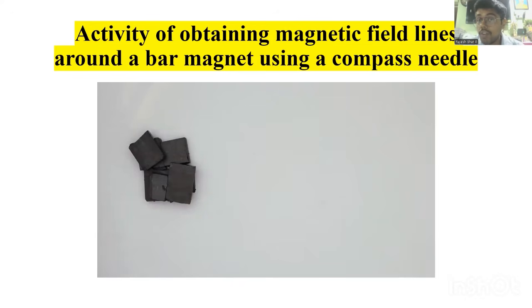You will get the field pattern, but we want to draw it. How to draw it using this activity? This is the video you saw. It is very simple. Take a bar magnet, keep it on a white paper, take a small compass needle, then go on putting a point on it. When you do this activity, you will very clearly see the magnetic field lines. So this activity you should clearly understand.